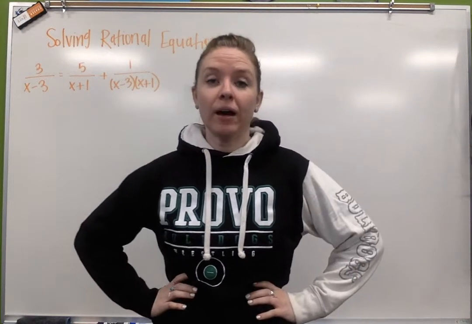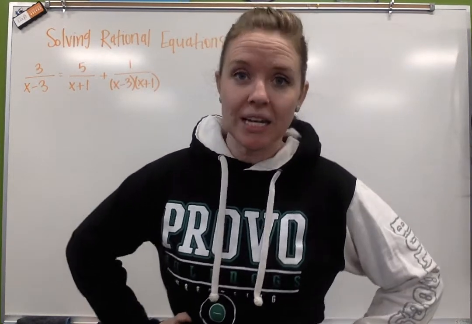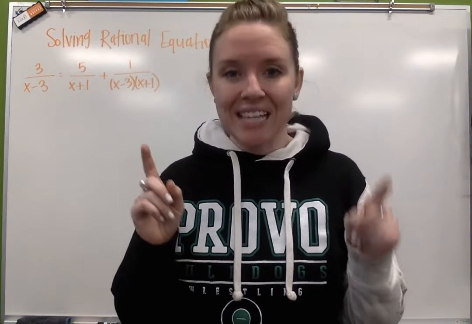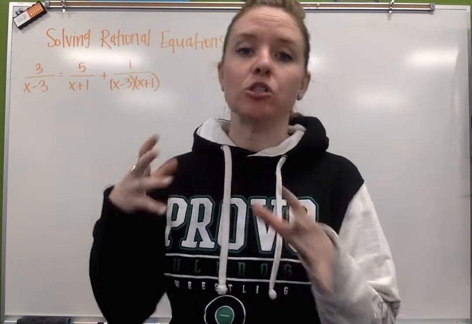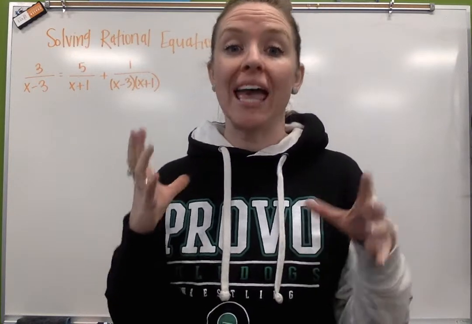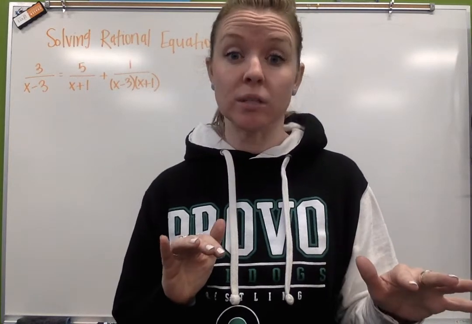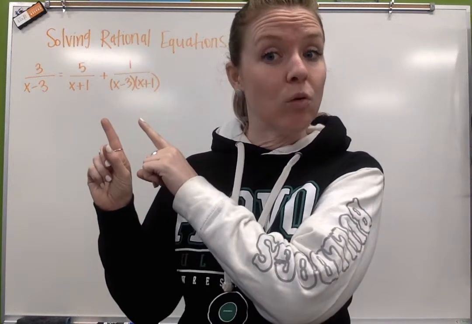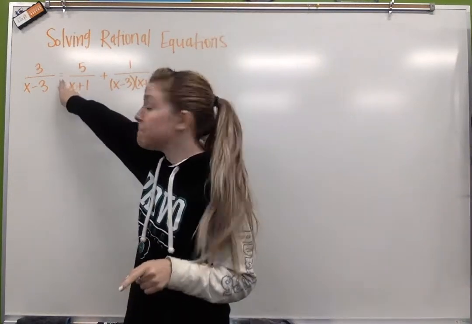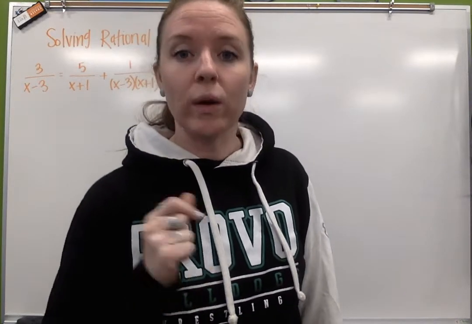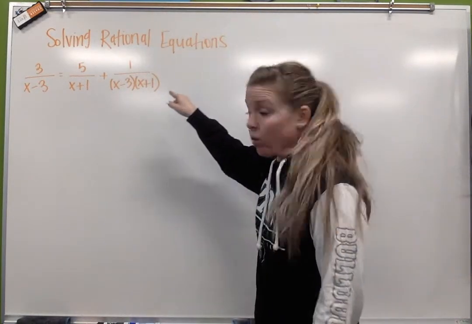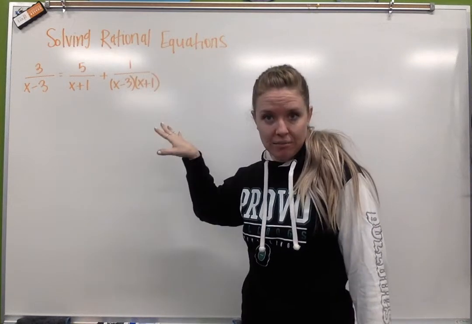Now that we know how to find our lowest common denominator, we're going to use that same skill for solving our rational equations. So far we've been dealing with rational expressions. There's no equal sign. Now there's an equal sign. It's kind of hard to see, but right there. With that equal sign, that means we're now solving. We want to know what x equals to make this a true statement.